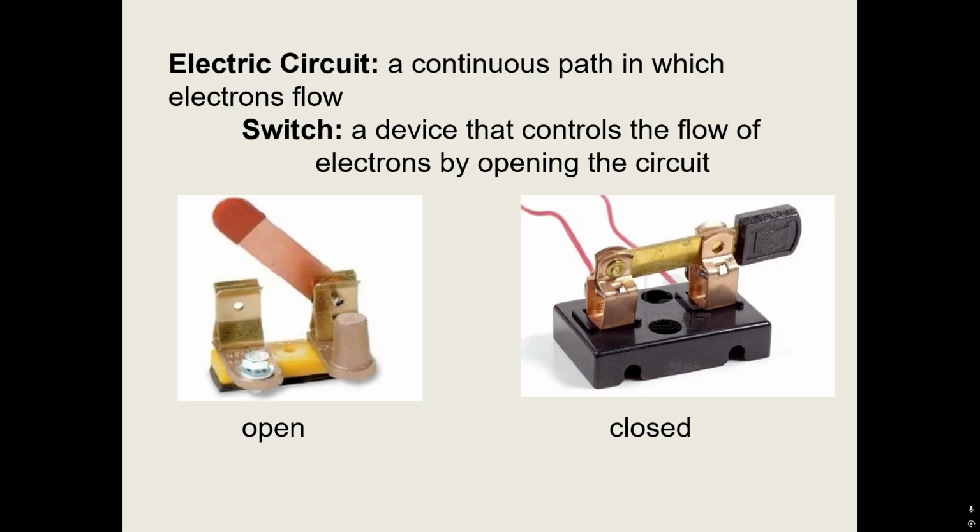So, an electric circuit is a continuous path in which electrons flow. A switch is a device that controls the flow of electrons, or the flow of current, by opening or closing the circuit. Now this is an open switch, right? This is an open switch, and now the switch is closed.